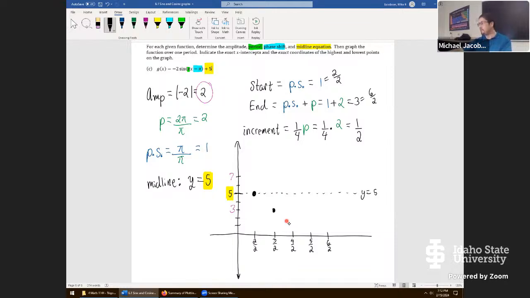So our sine curve went down, but that's the minimum we'll hit. So on the next increment, we're back to the midline. On the next increment to 5/2, we hit our maximum value. That's at height 7, so about here. Then the cycle ends at 6/2, so we're back to midline. So that's about what our curve will look like.